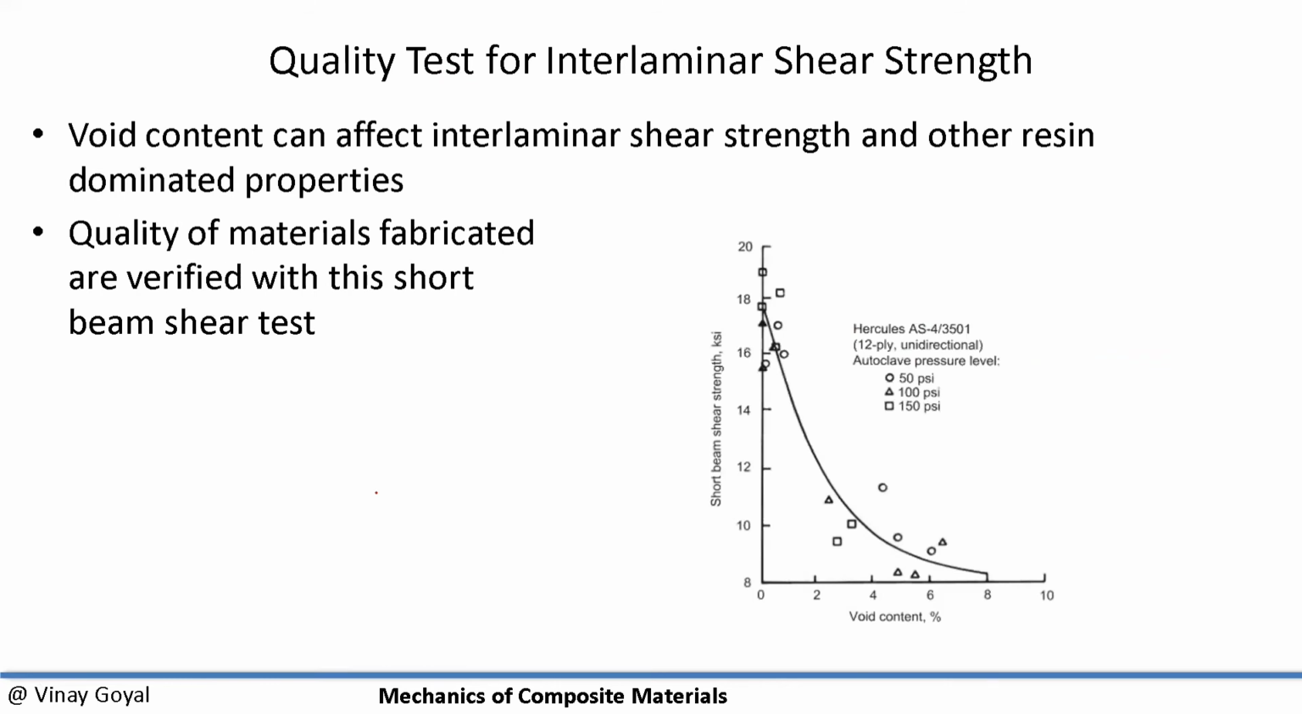Why is that? A lot of testing has been done, and you can see as the void content increases, you can see the impacts on the short beam shear. You can see that's dropping as well. So the void content can affect interlaminar shear strength and other resin dominated properties.